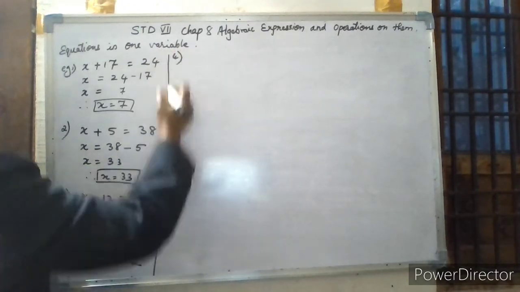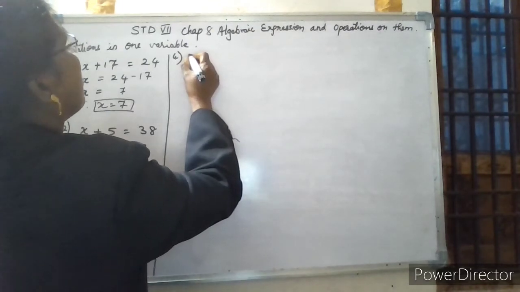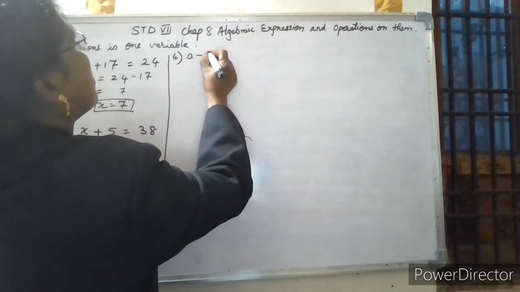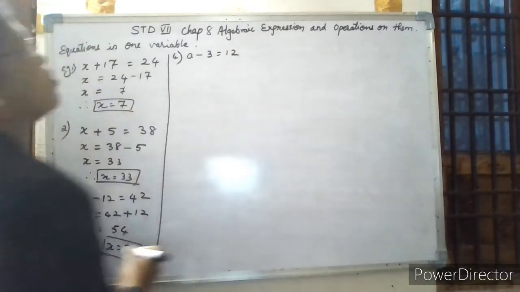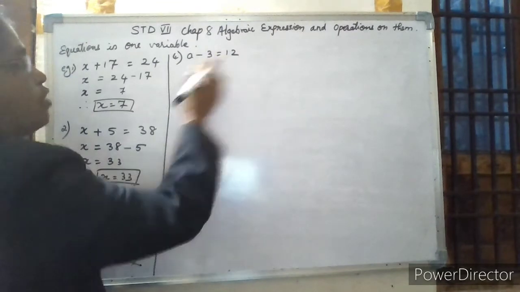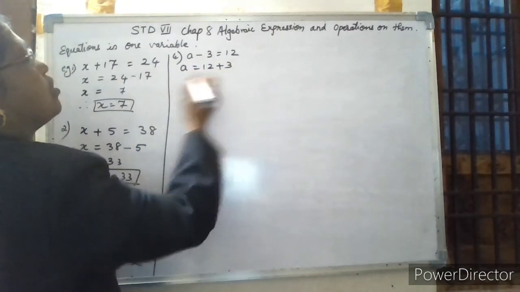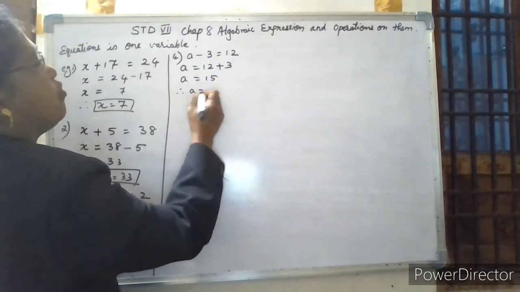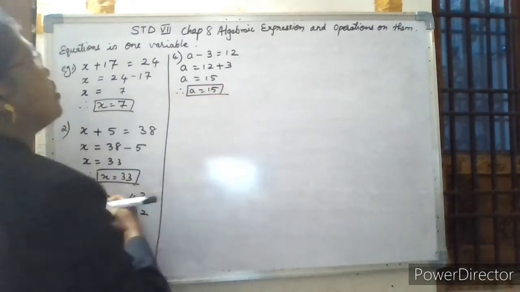Fourth example. A minus 3 is equal to 12. Minus 3 you transfer to that side. So, A will be equal to 12 plus 3. So, A is equal to 15. Therefore, the value of the variable A is 15.